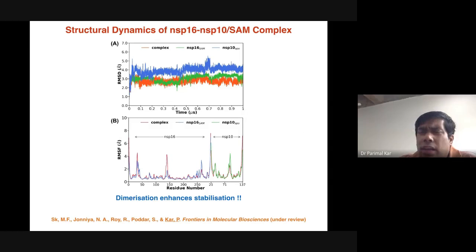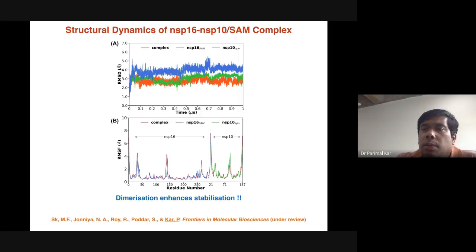For this one we have used very long-scale dynamics. We have used a 1 microsecond time scale, that is 1000 nanoseconds. The previous simulations I showed were only 100 nanoseconds, but this one is for 1000 nanoseconds. And we have studied 3 different systems. One is the complex, that is NSP16, NSP10 plus the SAM molecule, then NSP16 plus SAM, and then the NSP10 APO.